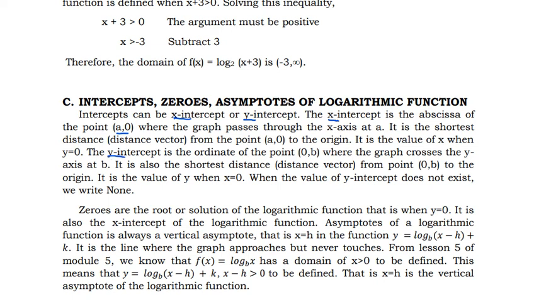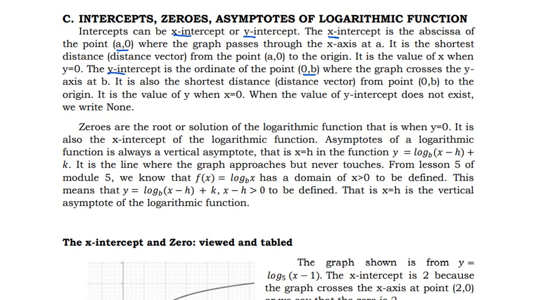Similarly, the y-intercept is the ordinate. That is 0b. That means, ano ang value ng y if x equals to 0, where the graph crosses the y-axis. It is also the shortest distance from point 0b to origin. It is the y value when x equals 0. So sometimes it does not exist, and sometimes if that does not exist, then we write none. Zeros are the root. So zeros is also called the x-intercept of the logarithmic function. Okay. So whatever our x-intercept, that is our 0.